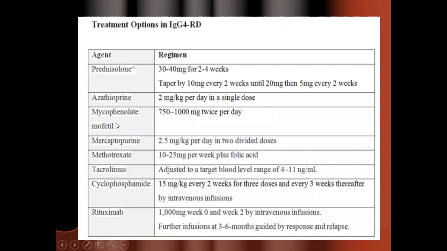في بعض الحالات ممكن تحتاج لو حصل لابس هيبقى المايكوفينولات، الميركابتوبيورين، ميثيلتروكسيت، تاكروليمس، ساكلوسبورين. الحقيقه في كلام كتير دلوقتي انه البيتا ليمفوسايتس لها significant رول في الباثولوجي وفي الباثوفيسيولوجي، ولذلك بدأوا يستخدموا السبريسورز اوف بيتا ليمفوسايتس زي الريتوكسيماب، وبيقولوا انه له مارفلس امبروفمنت. لكن المين كورنر ستون هو الستيرويد.